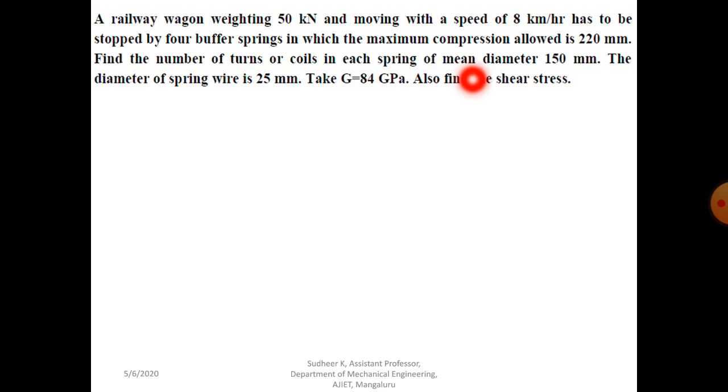Most of the values are given. So there will be a force on the spring. That is one of the important conditions. So we have to design it for a single spring. Here it is given. First we need to find out the energy, because they have given the railway wagon weighing 50 kilonewton. So it's moving with a speed of 8 kilometer per hour. So this is one of the important data.